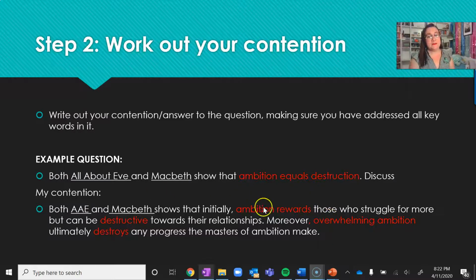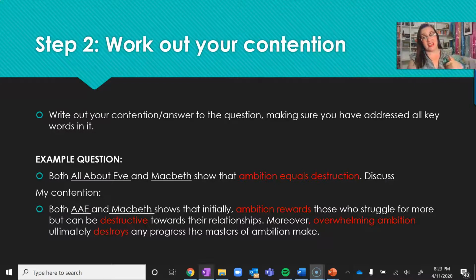And you'll notice that sometimes I'm highlighting words, I'm turning words red that aren't exactly the words in the question. But what they are is kind of like substitute words or something that represents it. So I've got ambition rewards. So I'm saying it doesn't destruct, it actually rewards. Overwhelming ambition, obviously that's the destroys, destructive, okay? So basically my argument is initially you get what you want when you're ambitious.